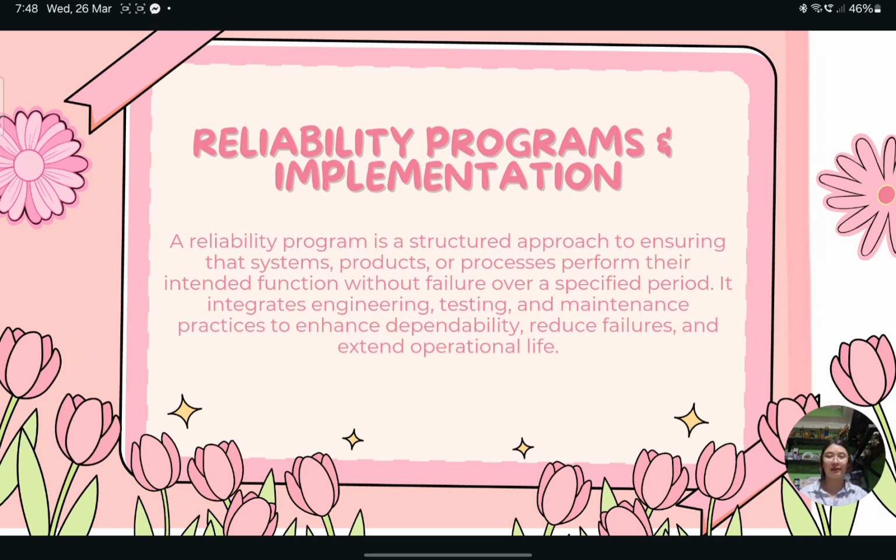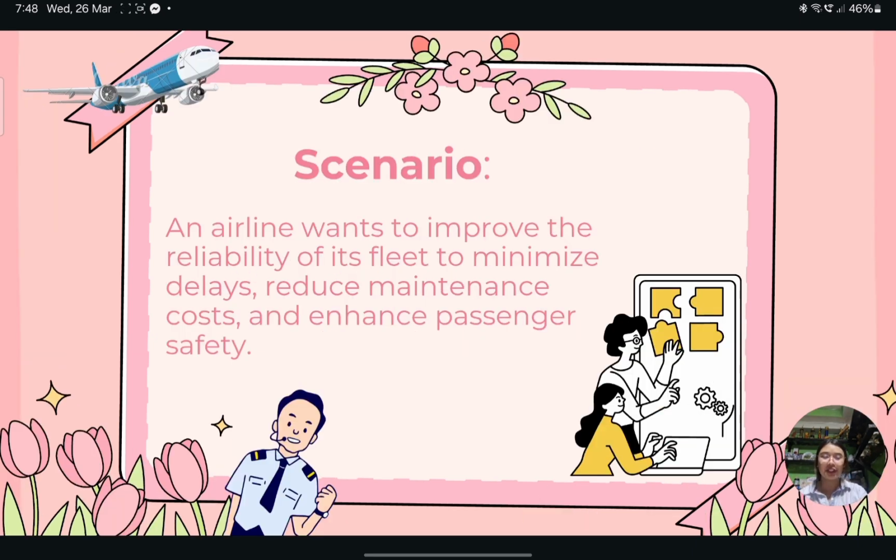So, reliability programs and implementation. A reliability program has a structured approach ensuring that the system, products, or processes perform their intended function without failure over a specified period. It integrates engineering, testing, and maintenance practice to enhance dependability, reduce failures, and extend operational life. So let's put it in a scenario. An airline wants to improve the reliability of its fleet to minimize delays, ensuring passenger safety.